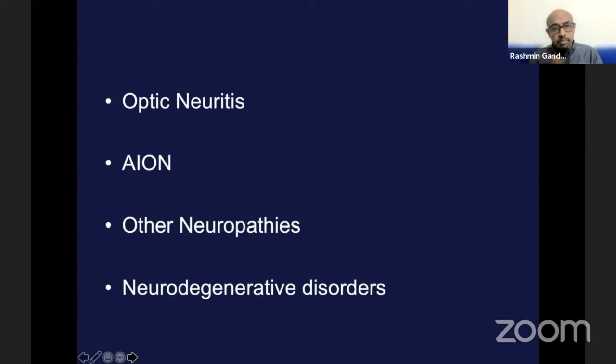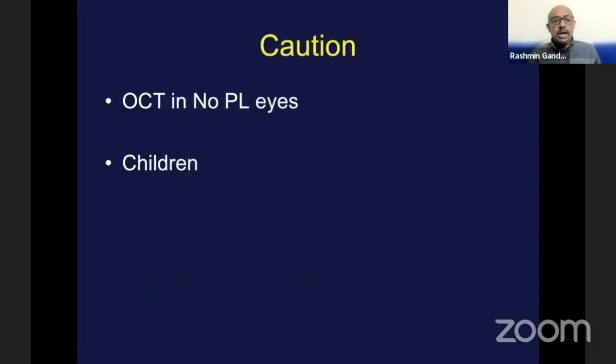In multiple sclerosis, even in a subclinical or not clinically overt optic neuritis, the patient can still have thinning of average RNFL. AION will have a sectoral thinning and thickening. Other optic neuropathies again will show corresponding average RNFL changes. Neurodegenerative disorders like Alzheimer's disease and Parkinsonism show thinning of RNFL, and it can probably in the future be used as a biomarker of these disorders.